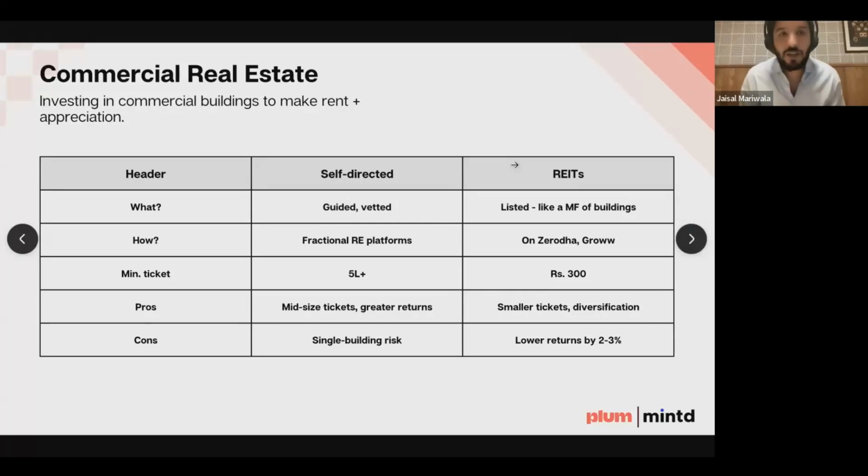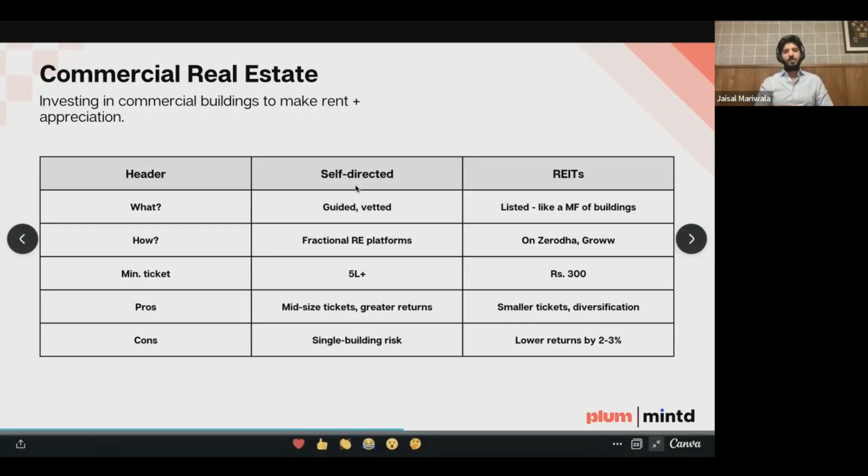Next up, commercial real estate. All right. Commercial real estate essentially means investing or buying a piece of an office building so that you can make rent monthly and then eventually make a capital gain when you sell that 5 years down the road. With residential real estate, it's homes. With commercial real estate, it's office buildings. You're buying a piece of a building, you're renting it out to some big company, you're making rent every month and every year, and then you're eventually selling it and making a return as well.